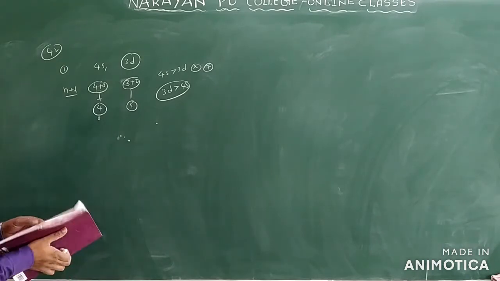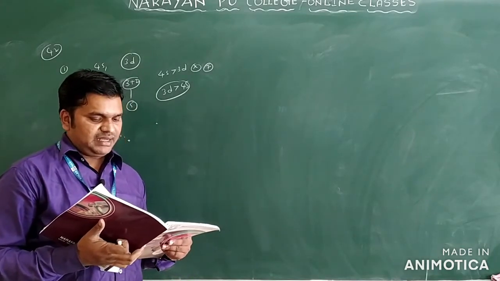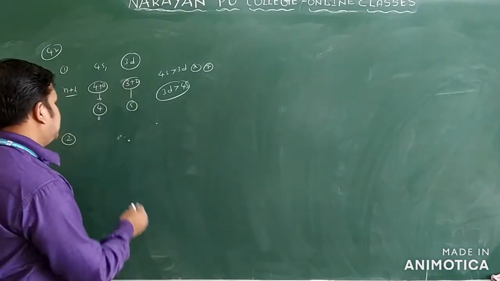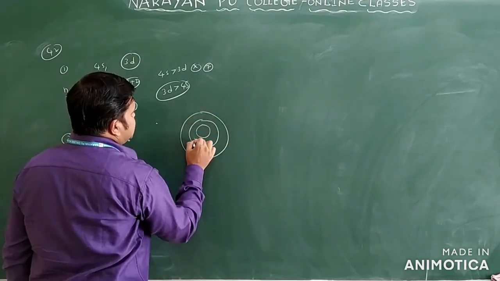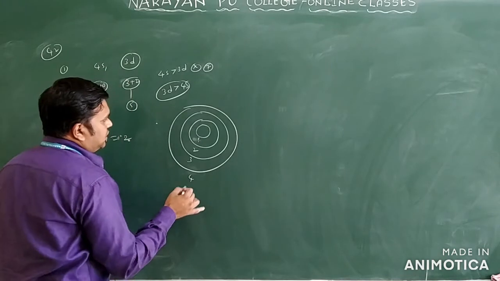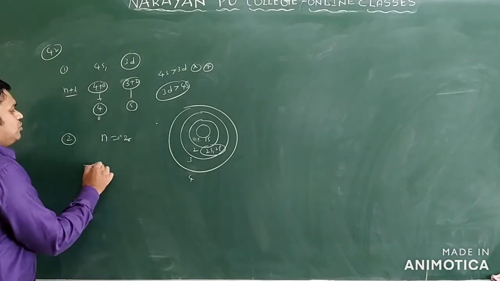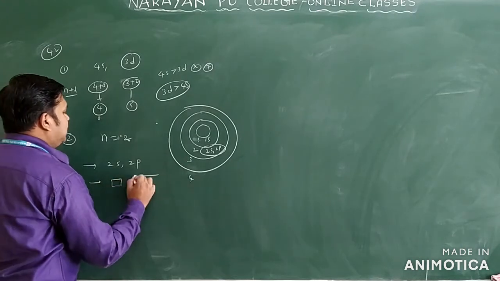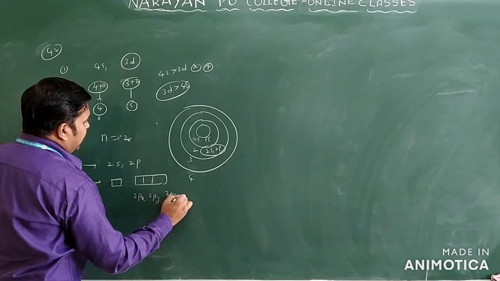So the second option we have: the second principal energy level can have 4 orbitals and contains a maximum of 8 electrons. The second energy level is n equal to 2. Here n is 1, 2, 3 and 4. n equal to 1 means you have 1s only, 2 means you have 2s and 2p only. 2s means you have 1 orbital and 2p means you have 3 orbitals: 2px, 2py and 2pz.